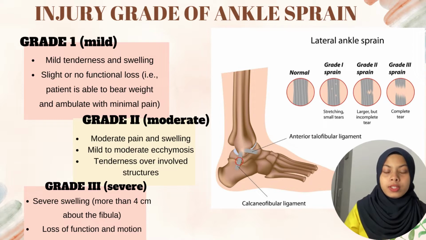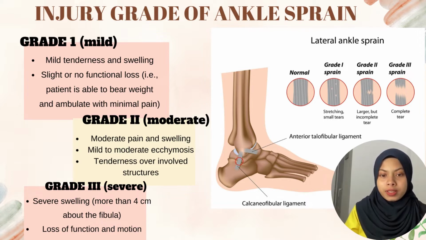Next, we move to the injury grade of ankle sprain. As you can see on the diagram, the grade 1 sprain is characterized by stretching of the anterior talofibular and calcaneofibular ligaments. In the grade 2 sprain, the anterior talofibular ligament tears partially and the calcaneofibular ligament stretches. The grade 3 sprain is characterized by rupture of the anterior talofibular and calcaneofibular ligaments, with partial tearing of the posterior talofibular and tibiofibular ligaments.